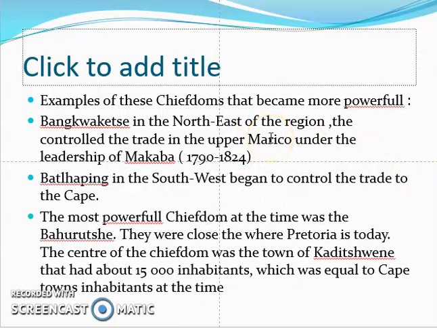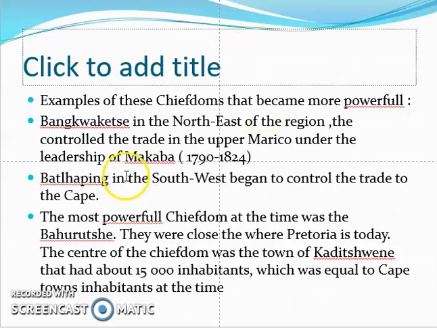Examples of chiefdoms that became more powerful are the Bangwaketse in the northeast region, which controlled the trade in the Upper Marico under the leadership of Makaba from about 1719 to 1824. The Batlhaping in the southwest began to control the trade to the Cape. And then the most powerful chiefdom at the time was the Bahurutshe. They were close to where Pretoria is today, in Gauteng, and the center of the chiefdom was a town called Kaditshwene. It had about 15,000 inhabitants, which was equal to the Cape Town inhabitants at the time.